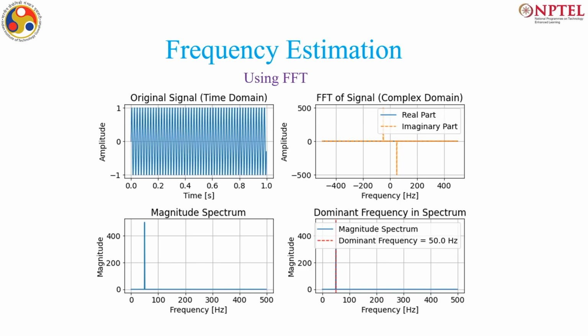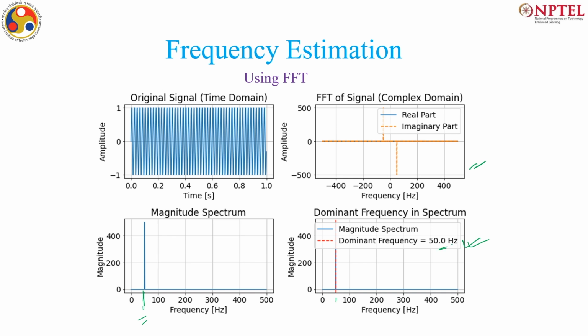So, this is one example. I have a signal in the time domain, and probably this is a 50 hertz sinusoidal signal, and if I do the FFT, this is the frequency plot and this is the magnitude spectra. In the magnitude spectra I see that this is the dominant peak, and from this we can estimate the dominant frequency is 50 hertz.